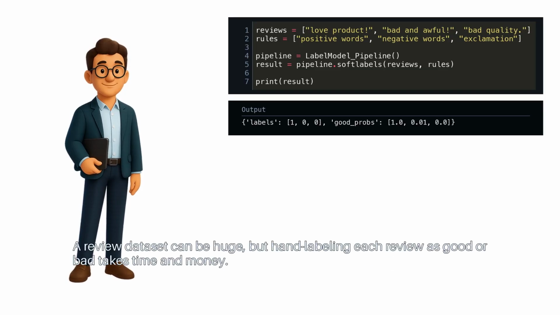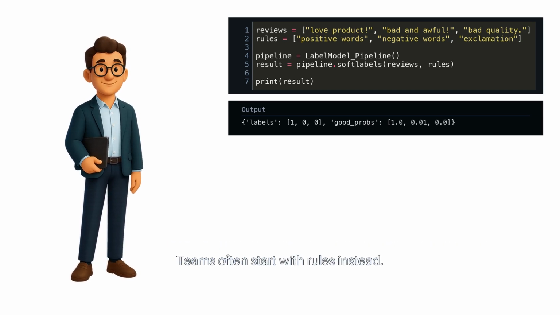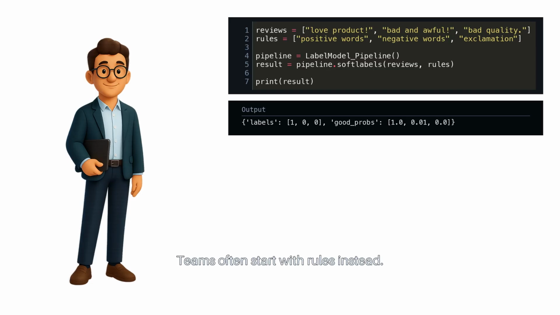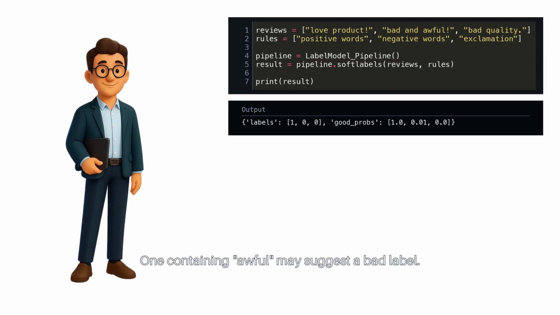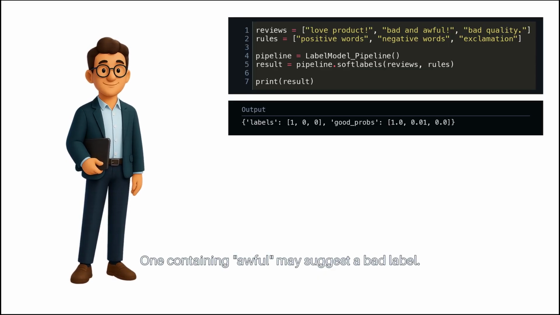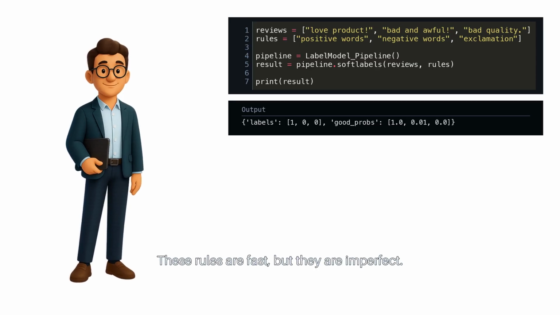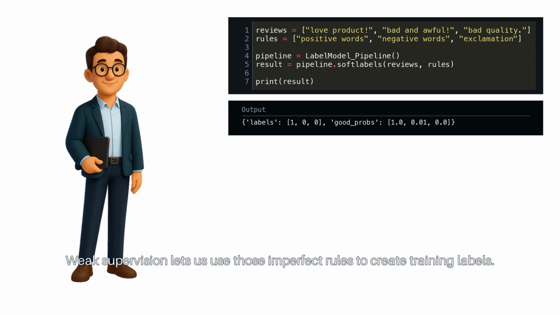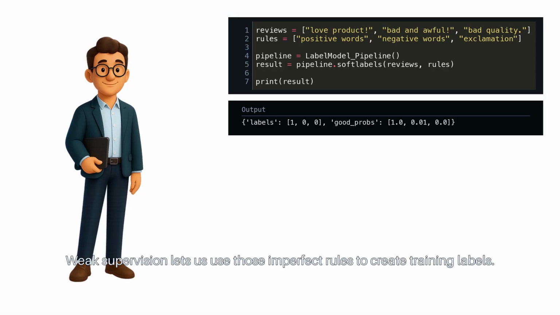A review dataset can be huge, but hand labeling each review as good or bad takes time and money. Teams often start with rules instead. A review containing great may suggest a good label. One containing awful may suggest a bad label. These rules are fast, but they are imperfect. Weak supervision lets us use those imperfect rules to create training labels.